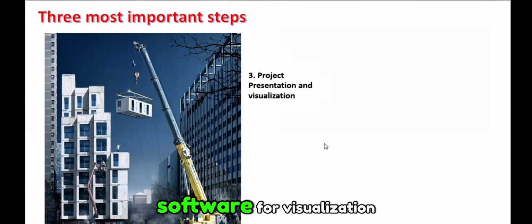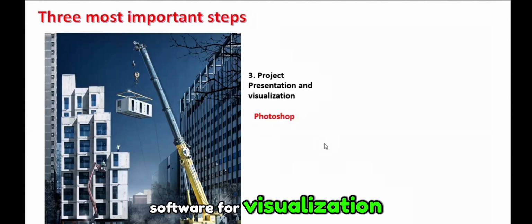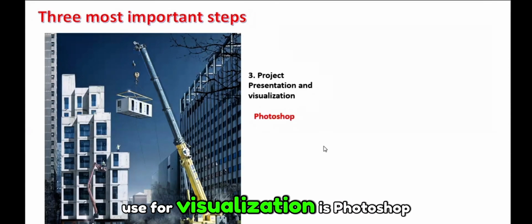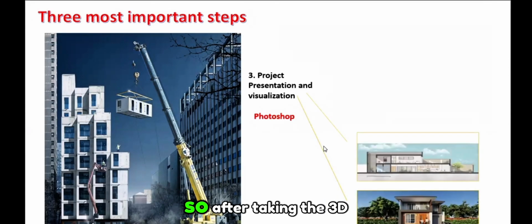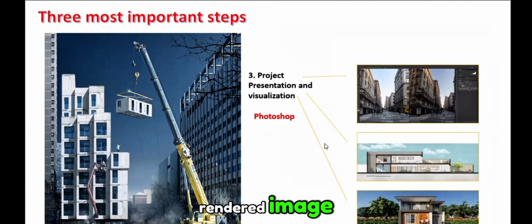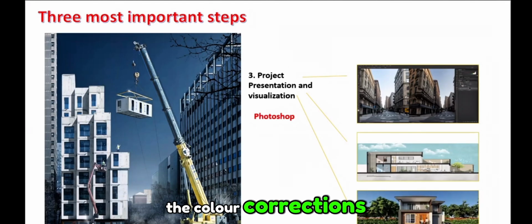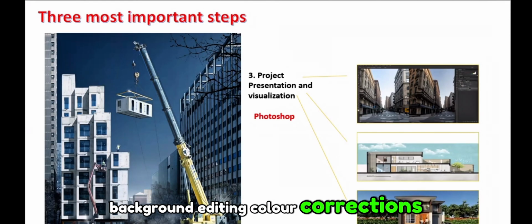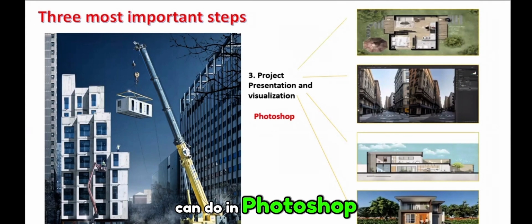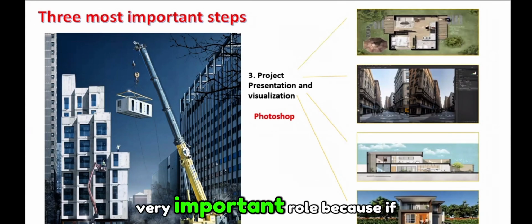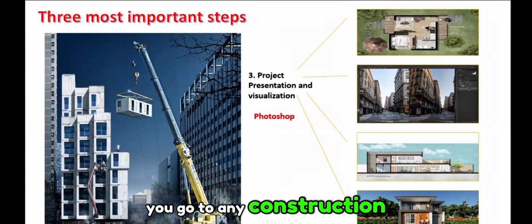One of the best software for visualization, and the software that we use for visualization is Photoshop. After taking the 3D rendered image, like what we do in Revit, 3ds Max and SketchUp, we can apply the material, the lighting, the camera and all of that. After doing all of that, we take the rendered image into Photoshop. In Photoshop, we do color corrections, background editing, and all of that.